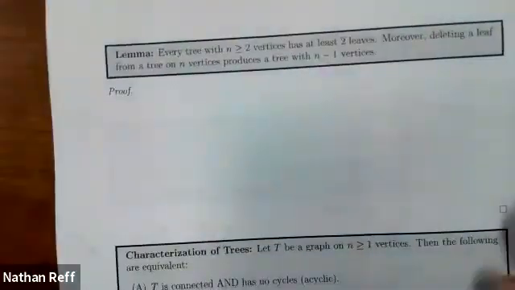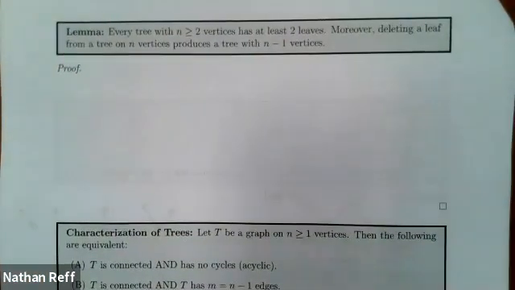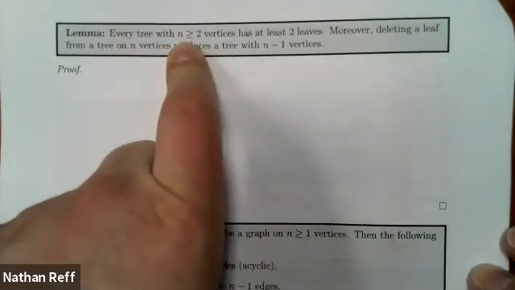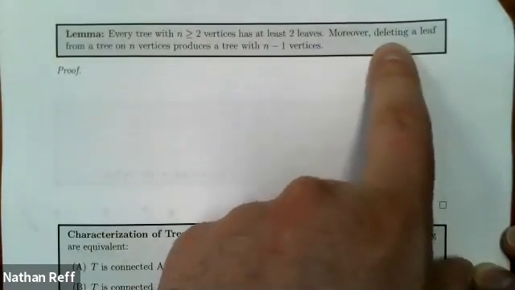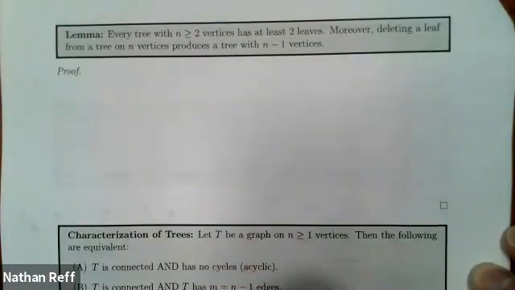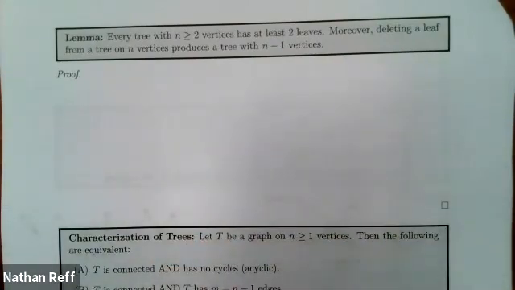Okay, now what are some results? So using that definition and looking at these properties, what are some things that we could say? One thing you might ask is, how many leaves can you have, or what is the minimum number of leaves that you could have in a graph? Every tree with at least 2 vertices has to have at least 2 leaves. Moreover, deleting a leaf from a tree on n vertices will produce a tree with n minus 1 vertices. In other words, it'll still remain a tree. It'll be connected and acyclic, but it'll have n minus 1 vertices.